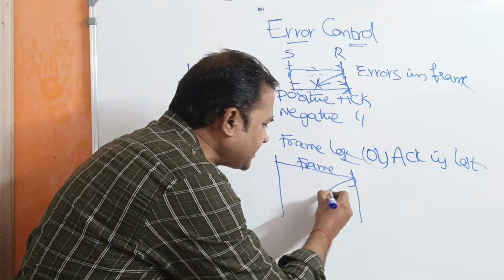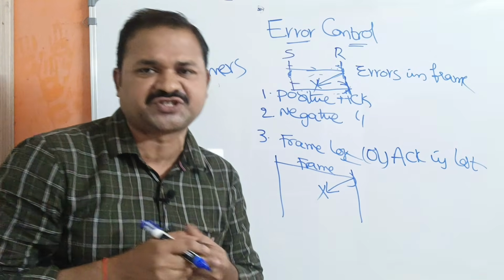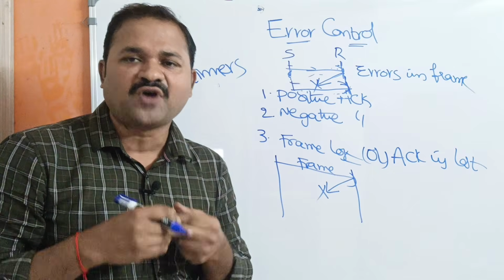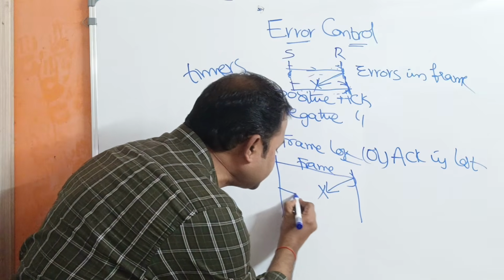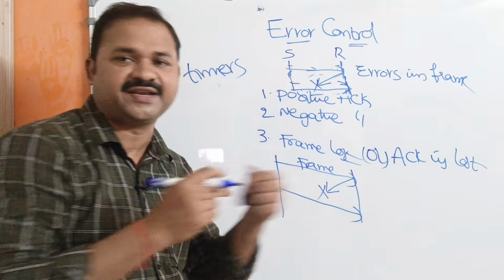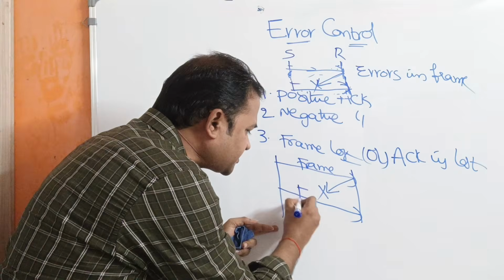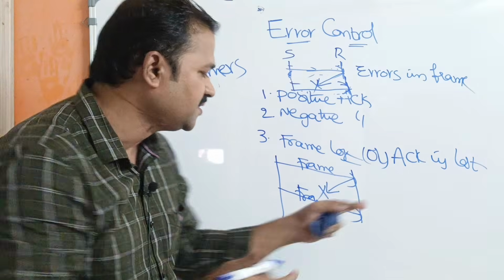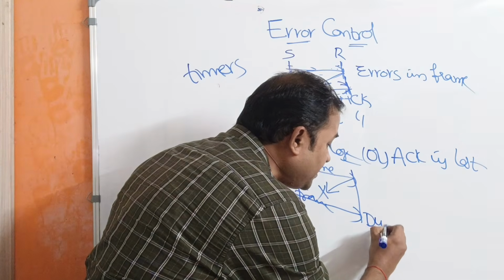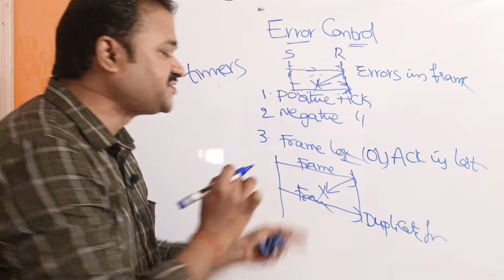Receiver provides acknowledgement but assumes that that acknowledgement is lost. So what will happen after the time period expires? Sender retransmits the same frame once again. So now receiver has two similar frames. Both the frames are the same. So this is nothing but a duplicate frame. Why? Because the receiver already has this frame.